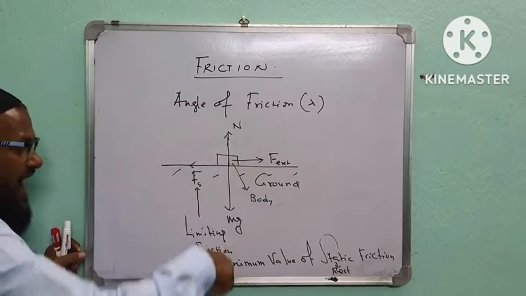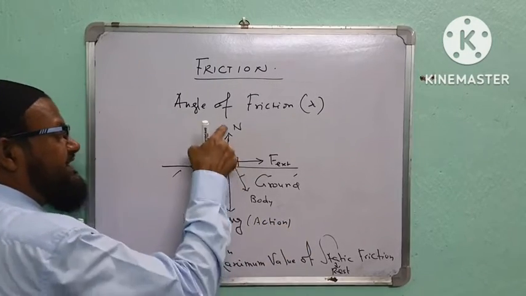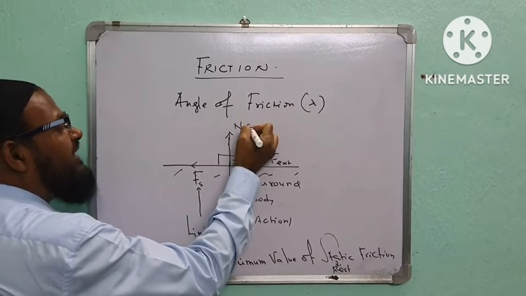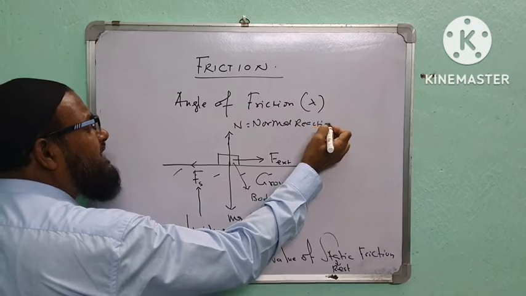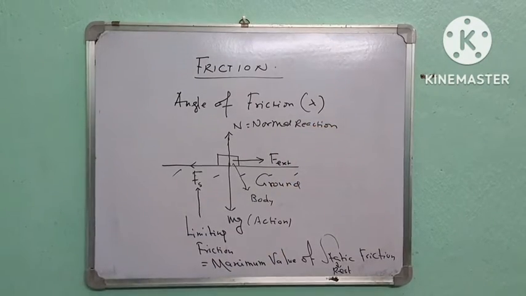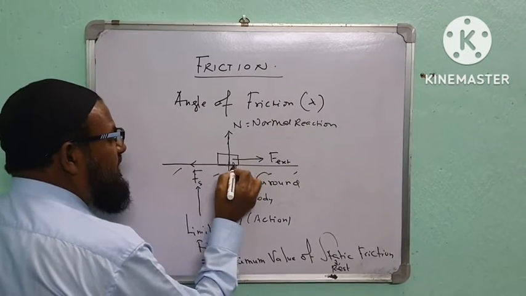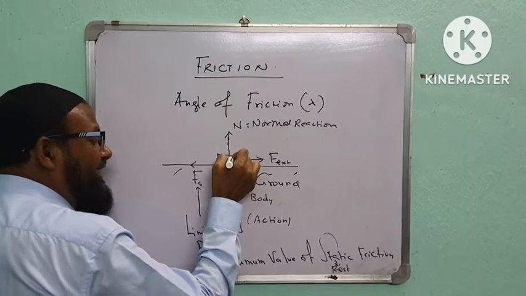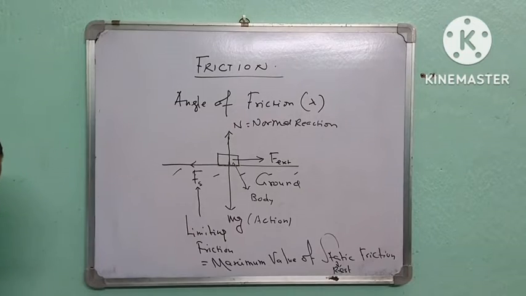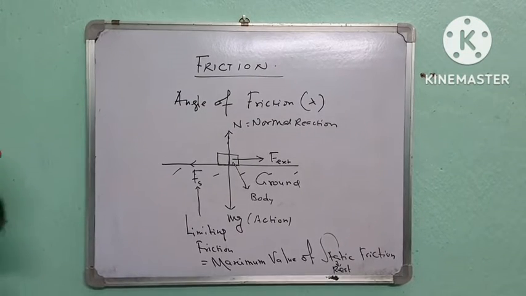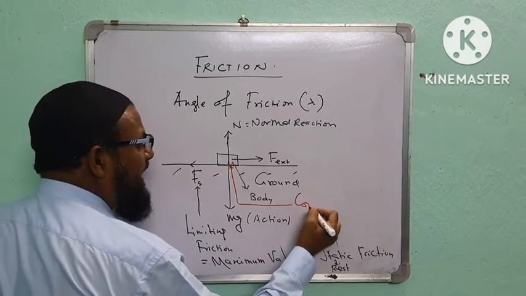The weight of the body acts as the action. This is the normal reaction. What is the meaning of normal? The meaning of normal is this: the contact surface between the ground and the body. So this is known as the contact surface. I have written here, this is the contact surface.